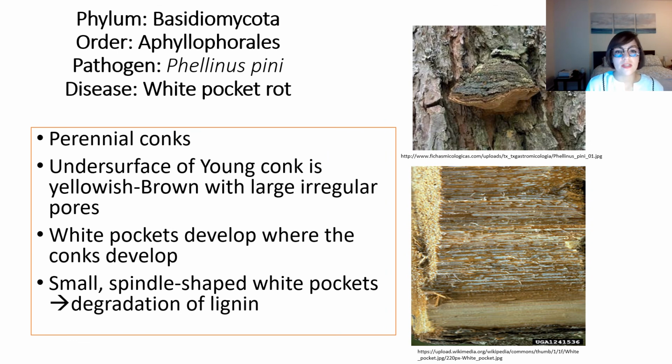Another pathogen is Phellinus pini, which causes the white pocket rot, and this pathogen develops perennial conks. On the undersurface we have the young conk, which is usually yellowish brown, and it has large and irregular pores. These white pockets develop where the conks develop, and here we have very small spindle-shaped white pockets, which are caused by the degradation of lignin.